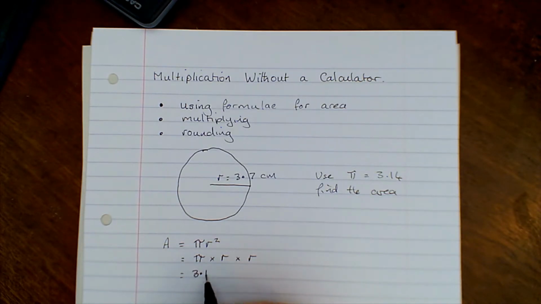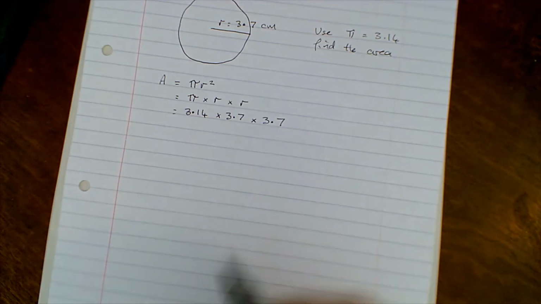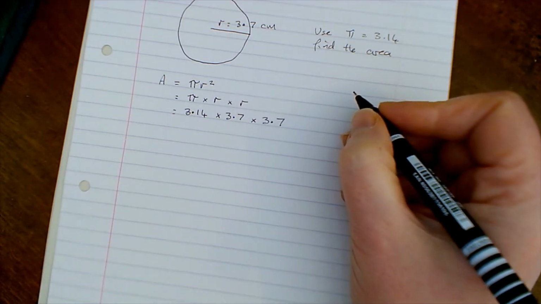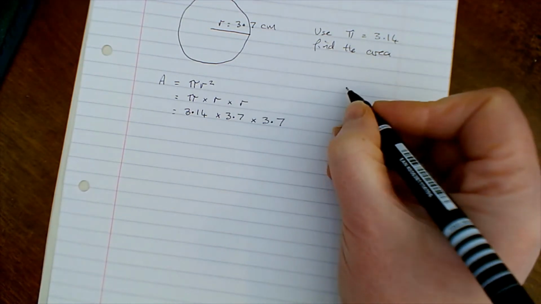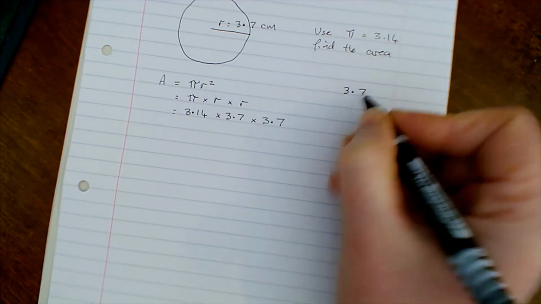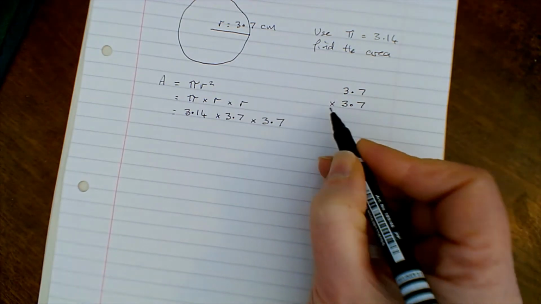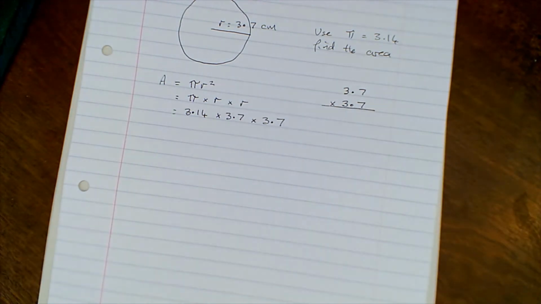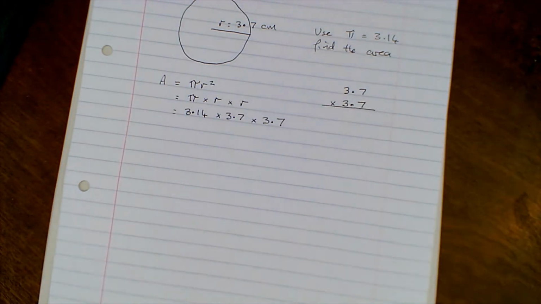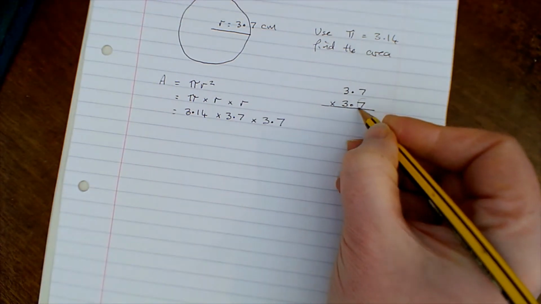So we've been told to use 3.14 for pi, times the radius, which is 3.7, and then we're going to times by 3.7 again. Okay, with a calculator that will be very straightforward. Without a calculator it will take a bit longer. I think I'll do the squaring first. So 3.7 times 3.7. So what you do is you work through each of these digits in turn. So I'm going to start with this one.